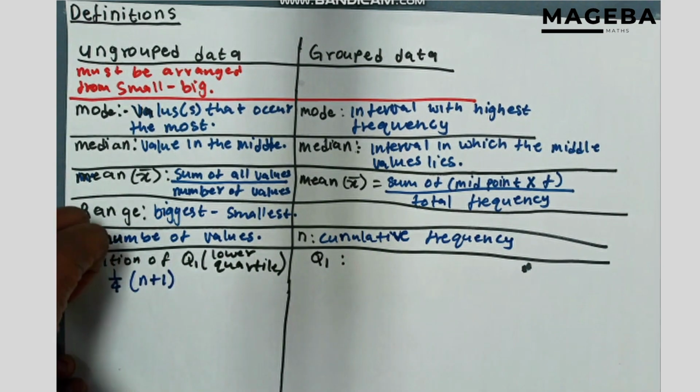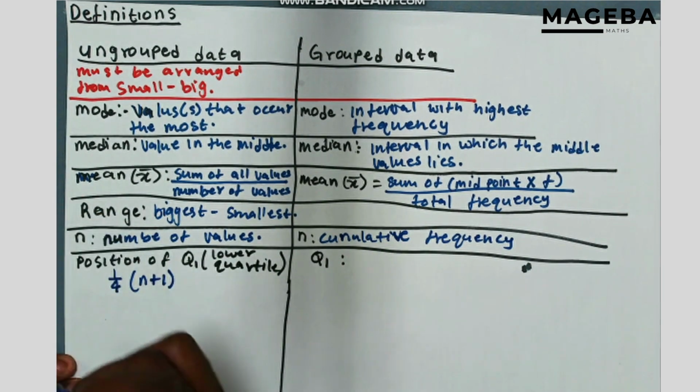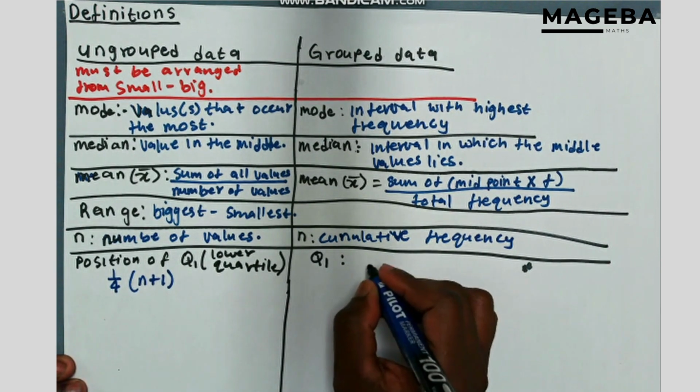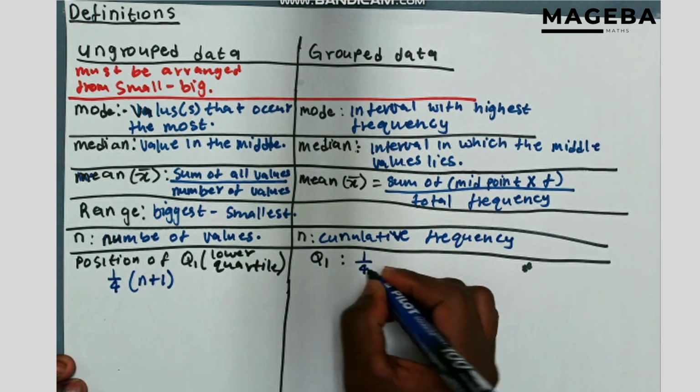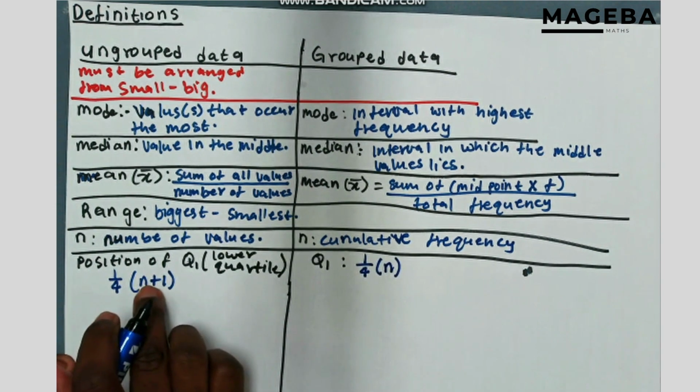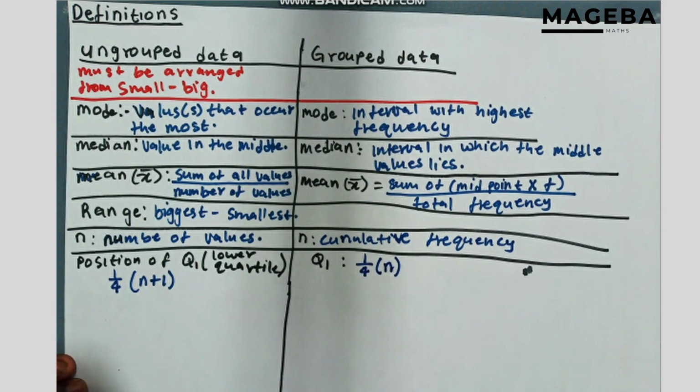And now on the grouped side, finding Q1, Q1 is still the position of the lower quartile. How do we find Q1 here? It's just 1 over 4 times n. I hope you see the difference. There is a plus 1 here, there is no plus 1 here.